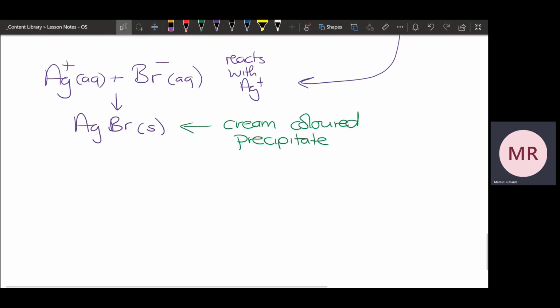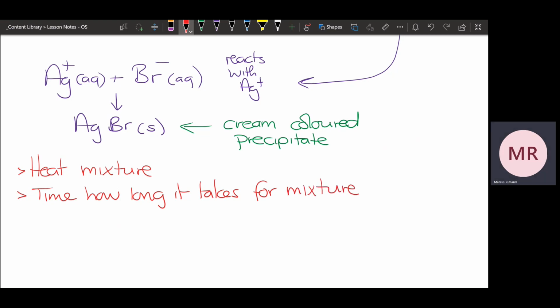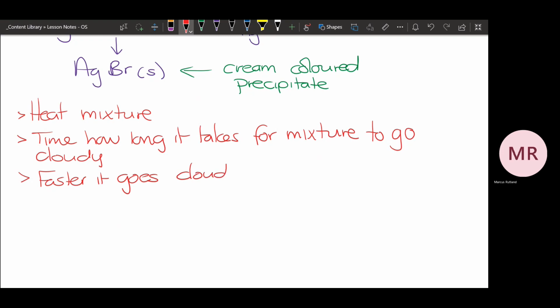So the point here is that you heat the mixture, you time how long it takes for the mixture to go cloudy. This is obviously not a super accurate experiment, because going cloudy, what does that mean? I don't know if you did an experiment like this at school, where maybe you put a piece of paper with an X under a beaker and timed how long for the X to disappear. You could do that kind of thing. And so the faster it goes cloudy, the more reactive the haloalkane must be.